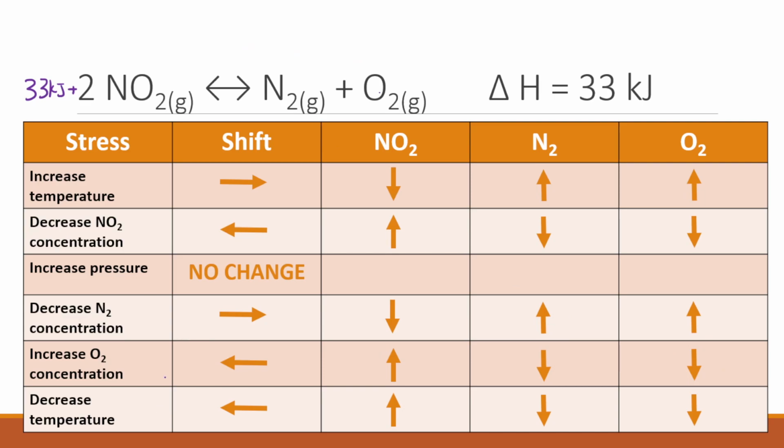If I decrease the temperature, if I take away something from the left side, the collisions that happen on the left side are going to be less frequent. So I'm slowing down the forward reaction, allowing the reverse reaction to be the dominant one, meaning I make NO2 faster than it breaks down, and I use up my N2 and my O2 faster than they are produced.